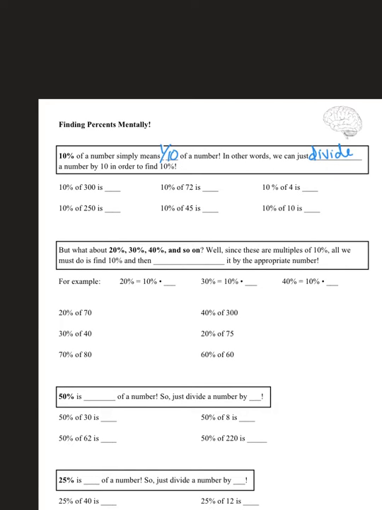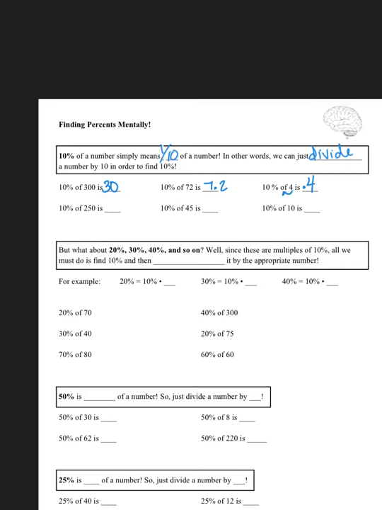10% of 300, well, 300 divided by 10 would be 30. 10% of 72. Dividing that by 10 would be like putting a decimal place in the middle of it. So that would be 7 2/10. 10% of 4, that's like taking that and moving the decimal one place over. So that's going to be 4/10.